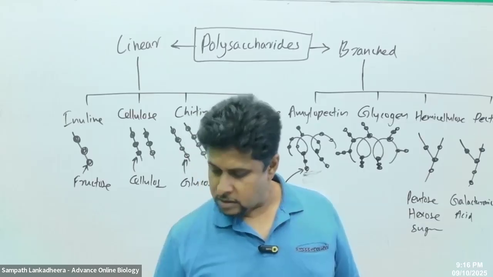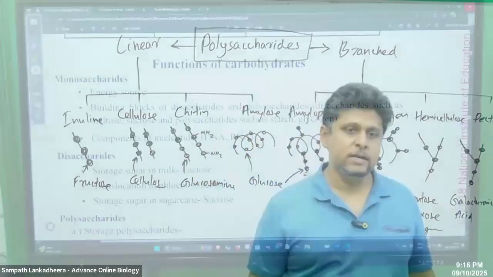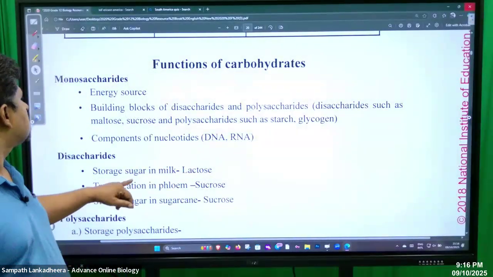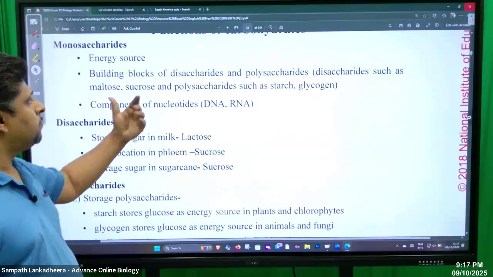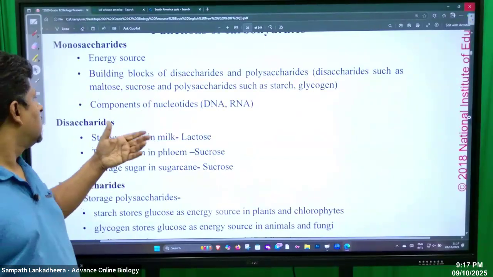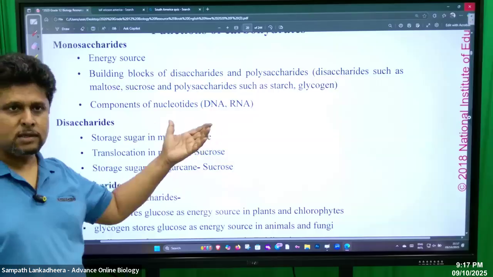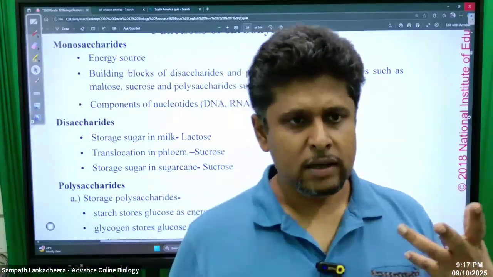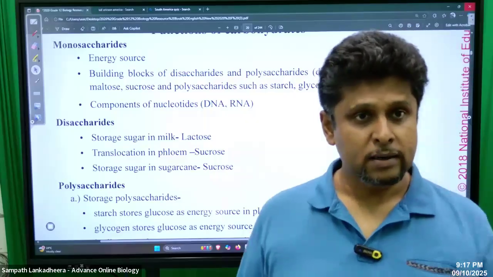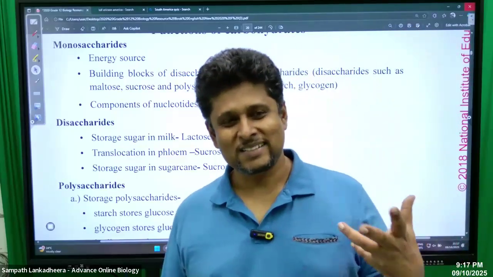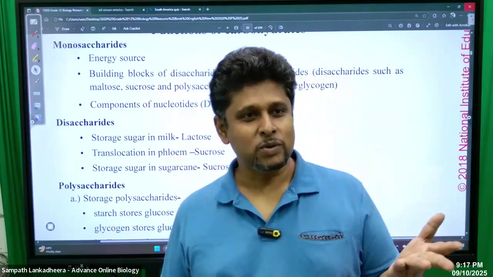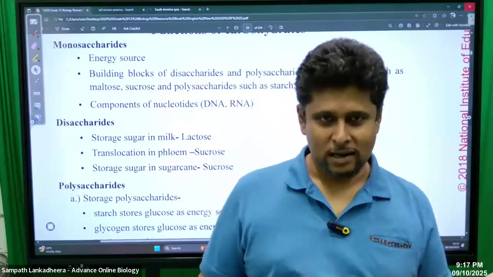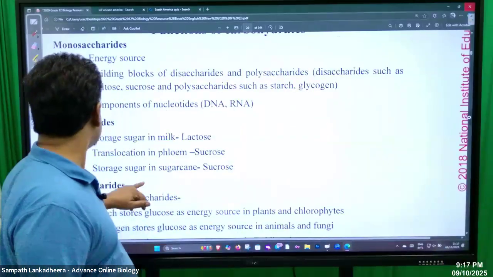And then in general we discussed the functions of carbohydrates. Energy source, building blocks, monosaccharides. And then components of the nucleic acids, DNA and RNA. Can you tell me what sugar is present as a component? Ribose sugar and deoxyribose. DNA has deoxyribose sugar. RNA has ribose sugar. Both are pentose sugars.